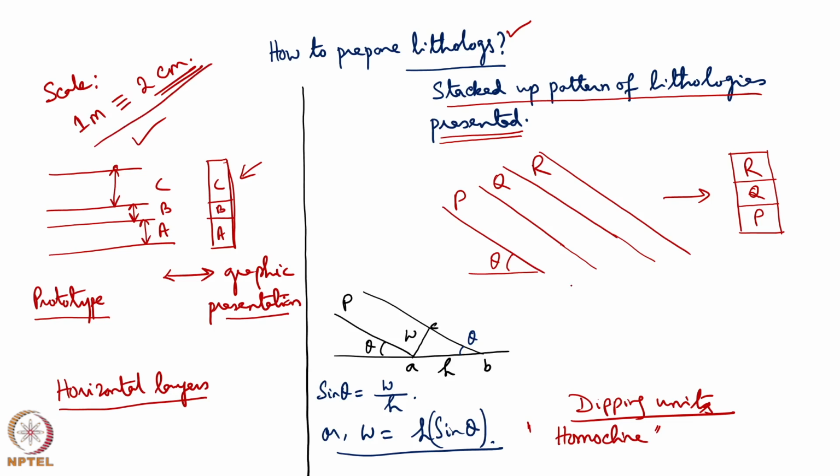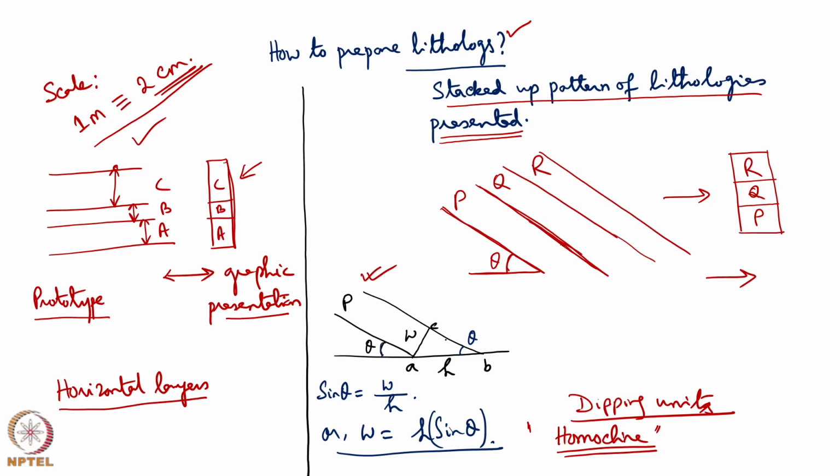We take now a case of units P, Q and R. Their lithological contacts are all dipping to the right hand side. Imagine all of the lithological contacts are making theta angle as the dip. So, we are essentially dealing with a homocline in this case. How to present the homoclinal data in a litholog? Let us start with layer P. I have drawn layer P separately, theta is the dip.